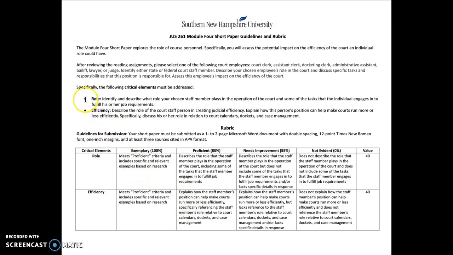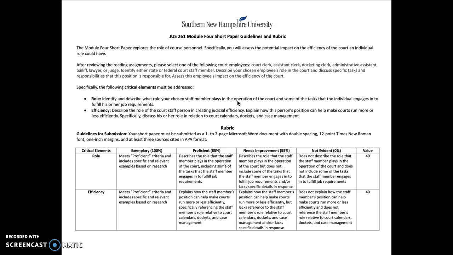Okay, so again, we're looking at two things: the role, identify and describe what role your chosen staff member plays. So basically tell me what they do. What is it that's required for this position? Why do we have this position? And its role within the court system and the court process that has to take place. All right. Then efficiency, and you're going to describe how this particular person impacts judicial efficiency. And you're going to describe that in the context of court calendars, dockets, and case management.